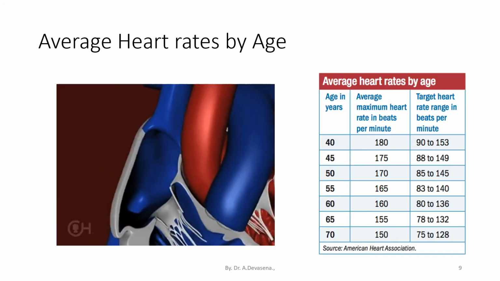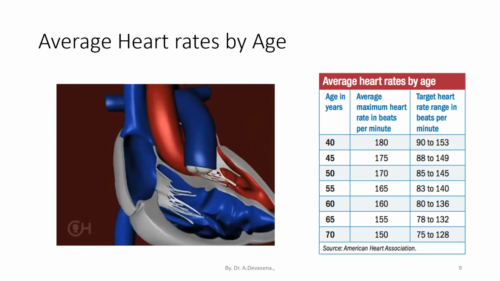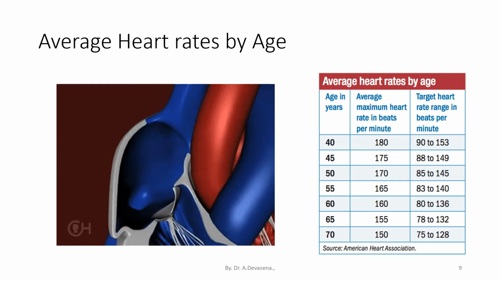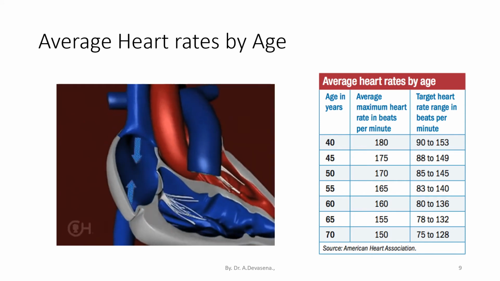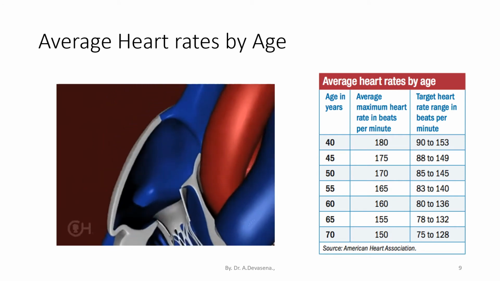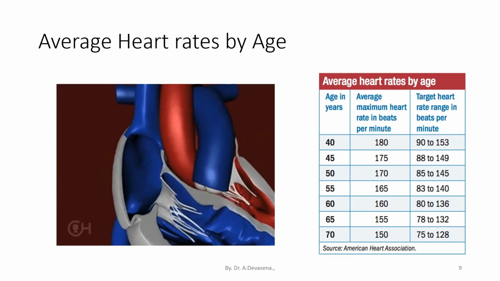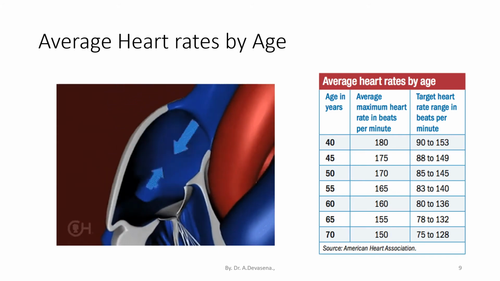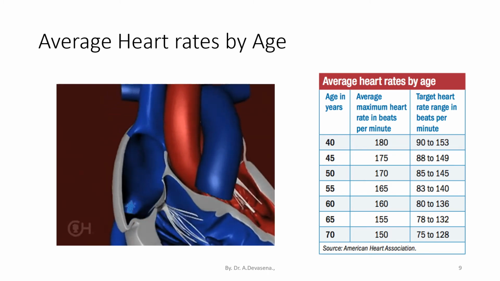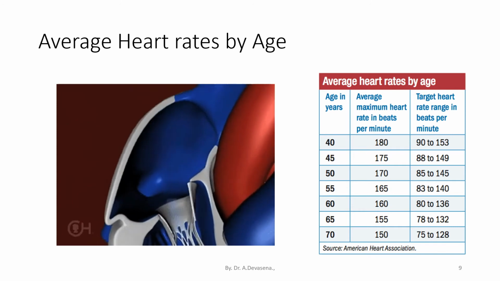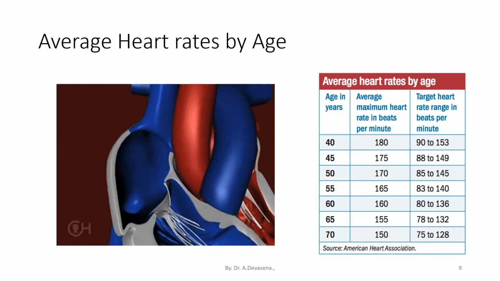Average heart rates by age. Here is a representation of average heart rates by age. Age in years, average maximum heartbeat in beats per minute, target heart rate range in beats per minute. At the age of 40, the average maximum heartbeat is 180. Then the target range is 90 to 153. At the age of 45, the maximum heartbeat is 175. The target range is 88 to 149.